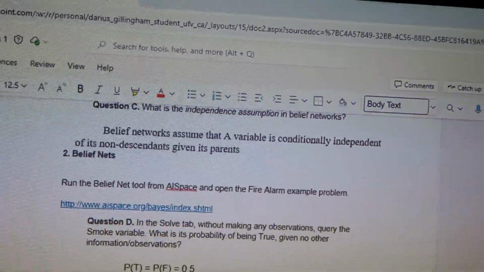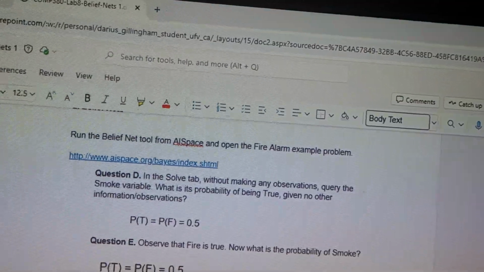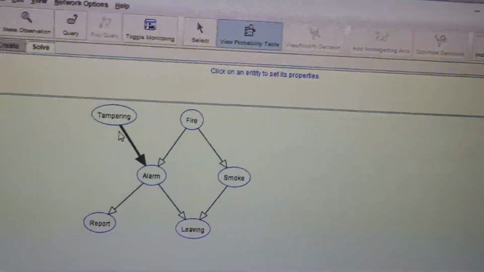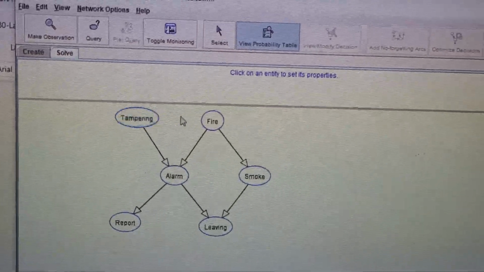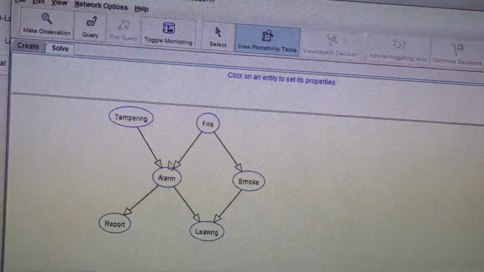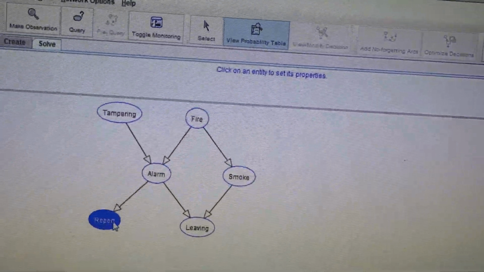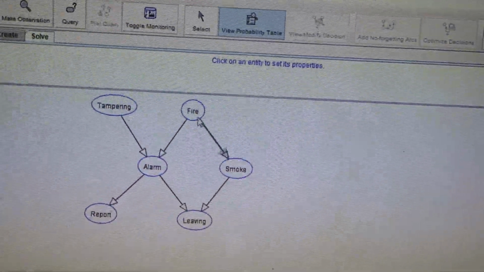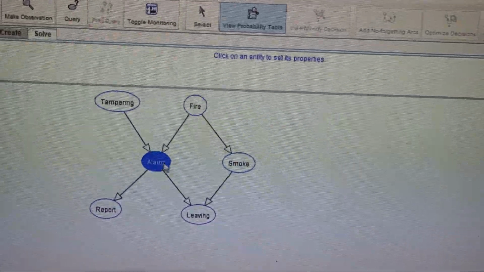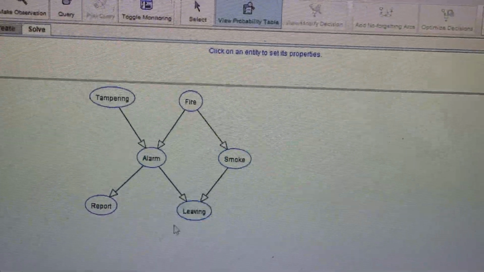So we can just go into the solving tab of the fire alarm belief networks. So this is our belief network. We've got the tampering, fire. One of those has to happen for the alarm, and the alarm has to go off for a report. And then we have fire, and fire is required to have smoke. And either the alarm or smoke could cause people to leave the building.